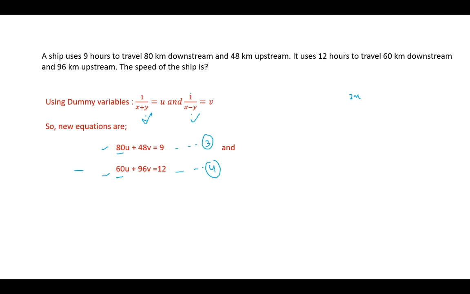One of the ways of making the coefficients equal is to just divide the whole equation by the coefficient of u. So if I divide this equation 3 by 80, this coefficient will become 1, and if I divide this equation by 60, this coefficient will become 1. Let's see how it works out on the next page.